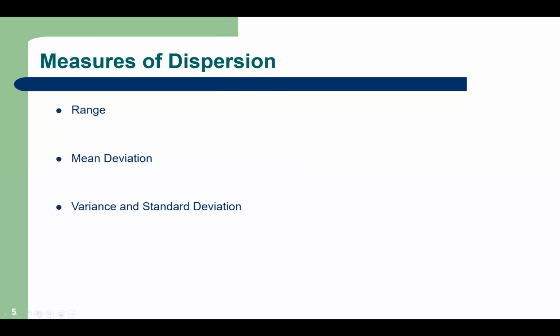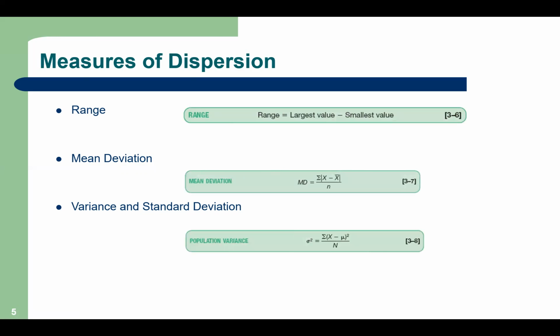Now we talk about measures of dispersion. What are the different measures of dispersion? Here you can see there are three main measures of dispersion. One is known as range, the other one is mean deviation, and the last one is variance and standard deviation. Now we will discuss all these measures of dispersion with the help of examples.